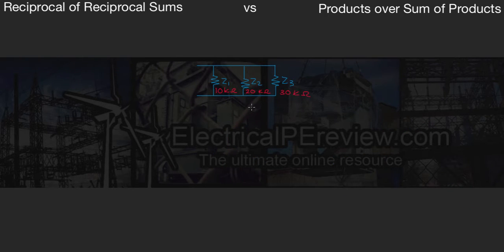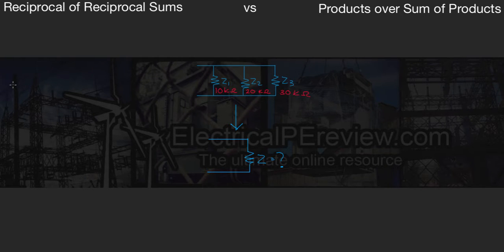Okay, so say we've got three different resistors in parallel. The first is 10 kilo ohms, the second is 20 kilo ohms, and the third is 30 kilo ohms. We want to find out what is the equivalent impedance. So if we were to combine all three resistors in parallel to form one equivalent circuit, what would the combined impedance be? So first, let's do it with the reciprocal of reciprocal sums method.